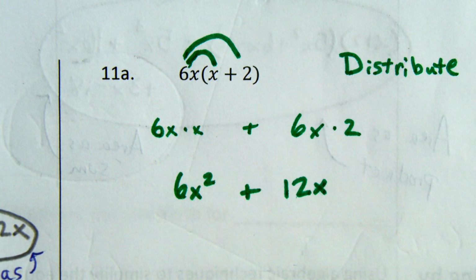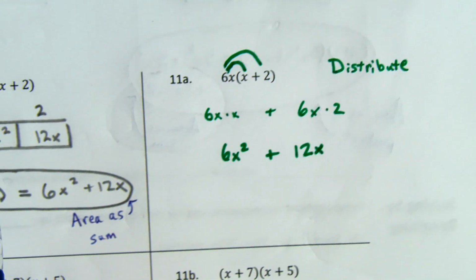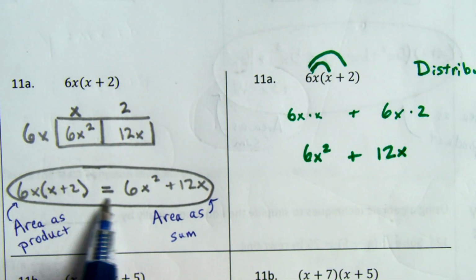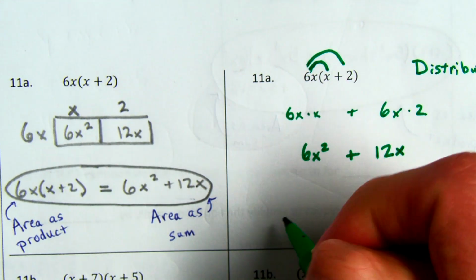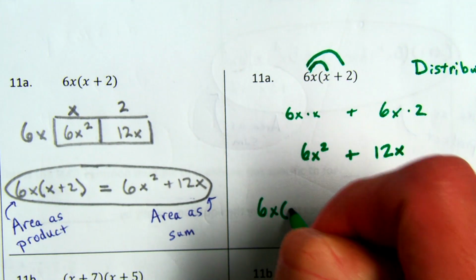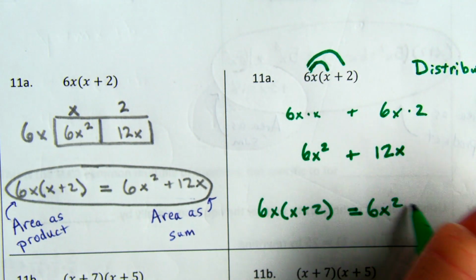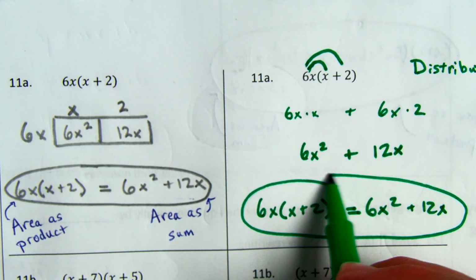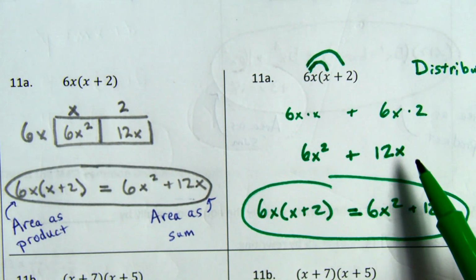Alright, now if we zoom out and look at our answer from yesterday, it matches. This is a different method to do it. Let's not forget though, we still need to write our answer in the same way. So let's write our answer as area as product equals area as sum. So this is just a shortcut, a different way to do it. I didn't have to draw the box, which takes time. So that's why people prefer this way.